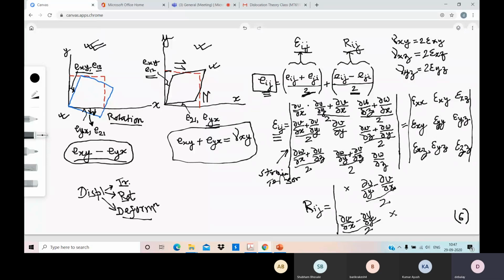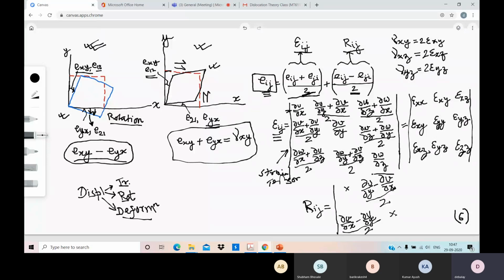First term will be del u del x. Because Exx plus Exx by 2 plus Exx minus Exx by 2 is Exx, which is del u del x. Second term, what is that? I'm taking only the plus sign terms. Second term has to be Exy plus Eyx by 2.